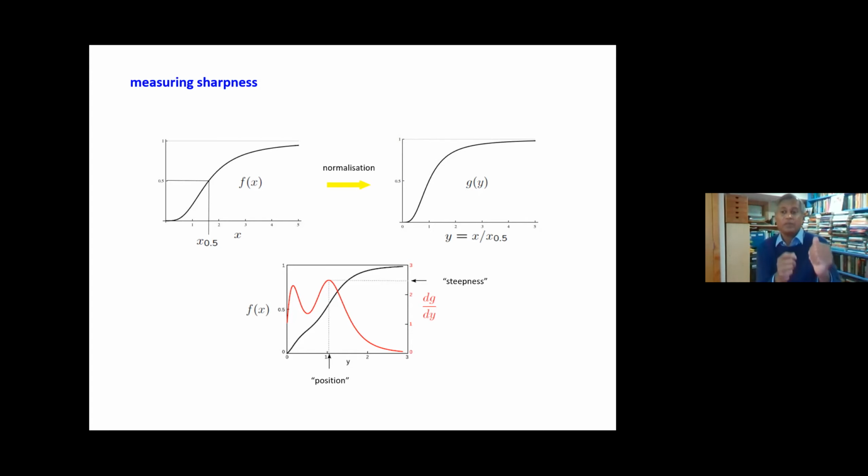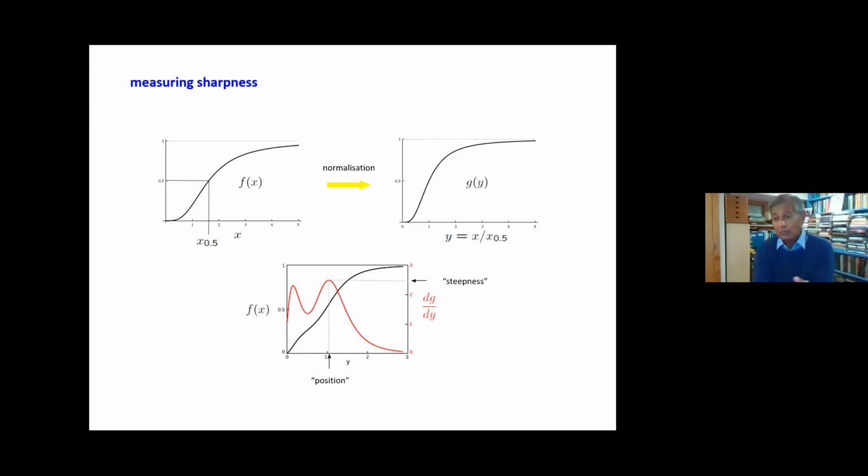And then we're going to estimate its sharpness with two quantities. And it's very important that we do this with two quantities. The first quantity is the maximum of the derivative, and we call that the steepness. And the other quantity, we used a really silly name for it. We call it the position. It's just the normalized value where the maximum occurs. Position and steepness, that's it. This is very straightforward, but this is the way we're going to measure sharpness.